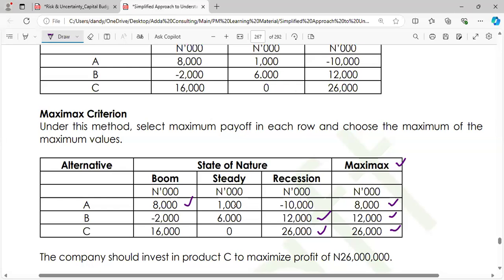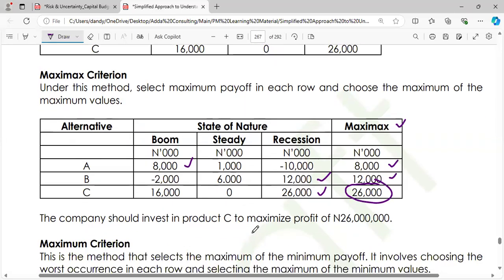So the rule says, first thing first, select the highest value in each row, then select the maximum of the highest value. And that's why, to make a decision, we then say the company should invest in alternative C, in product C. The company should invest in product C to maximize profit of 26 million. That's it. That's what you need to do under Maximax criterion.